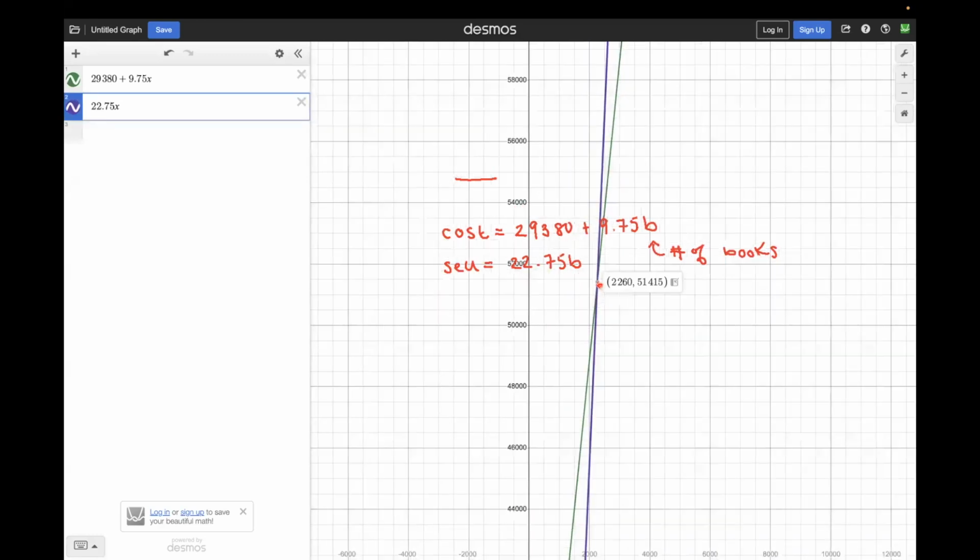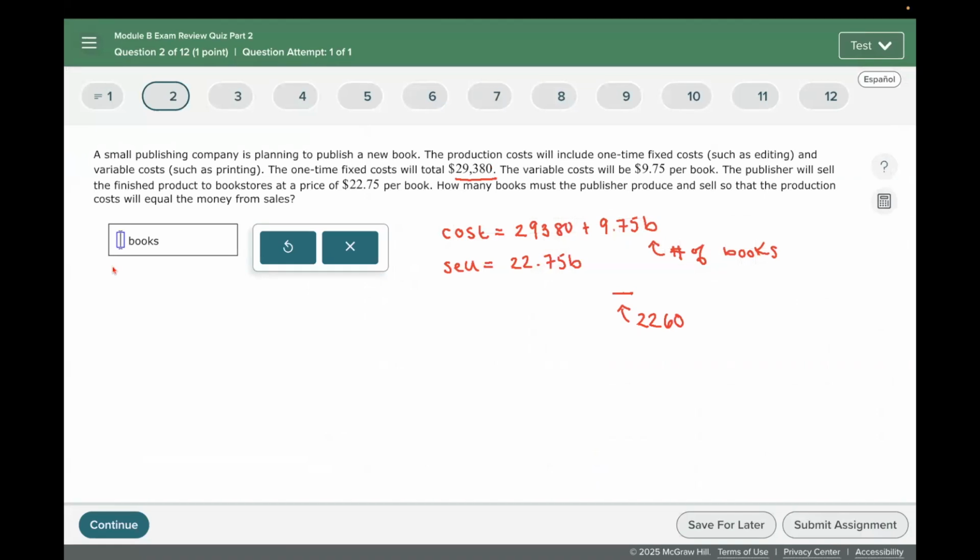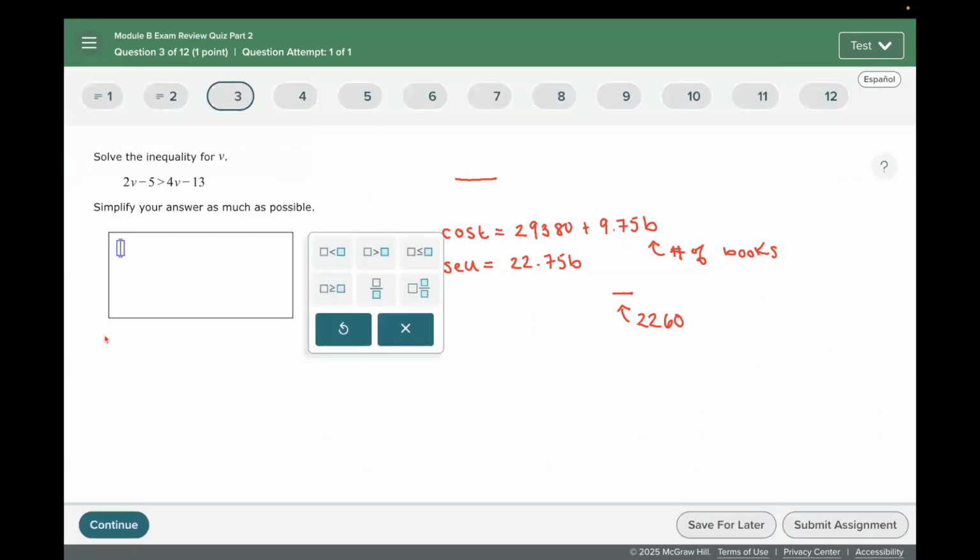If we zoom in, we can see here, intersection happens when they sell 2,260 books. So remember X was our B, so this is 2260. So when they sell 2,260 books, the amount that they make from selling the books will equal the amount that they spent to make the books. So we will go back to Alex and let's type in our answer. All right, very good. Let's keep going.